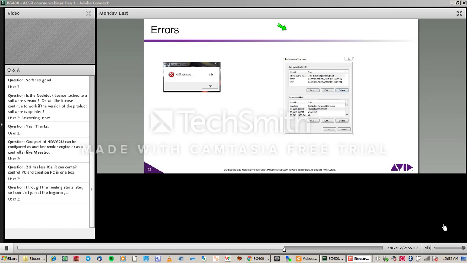Okay, so we have one answer that says one part of HDVG 2U can be configured as another render engine or as a controller like Maestro, and another answer says fewer input outputs. It can contain control PC and creation PC in one box.